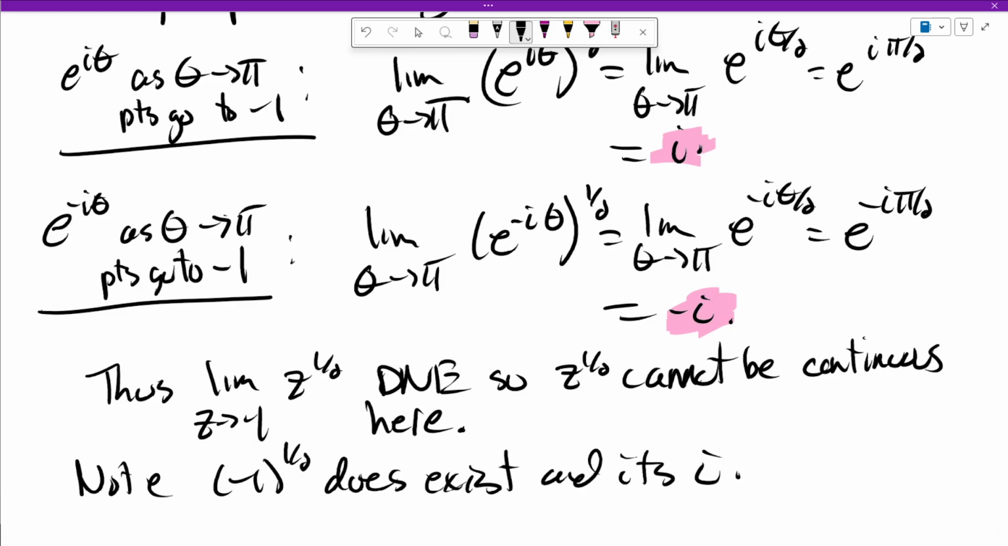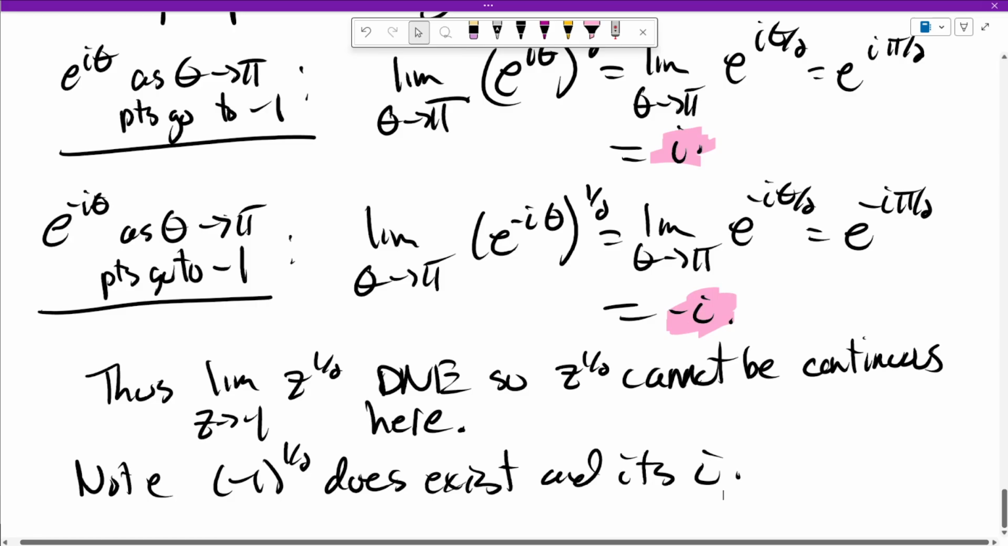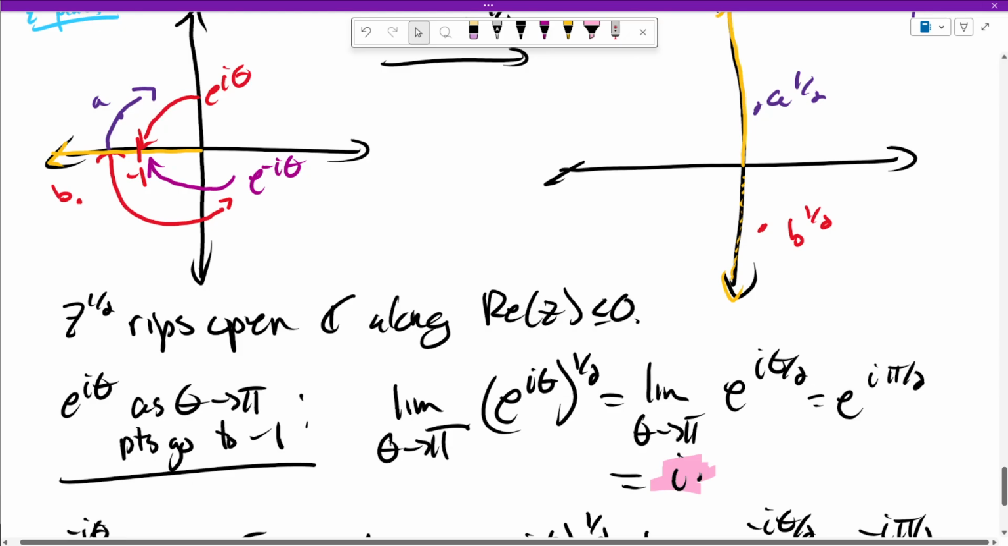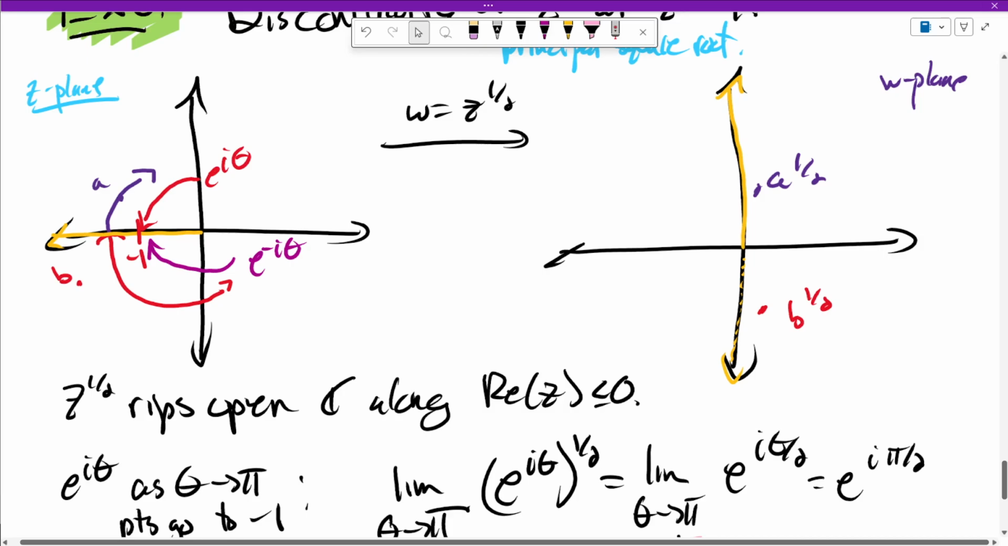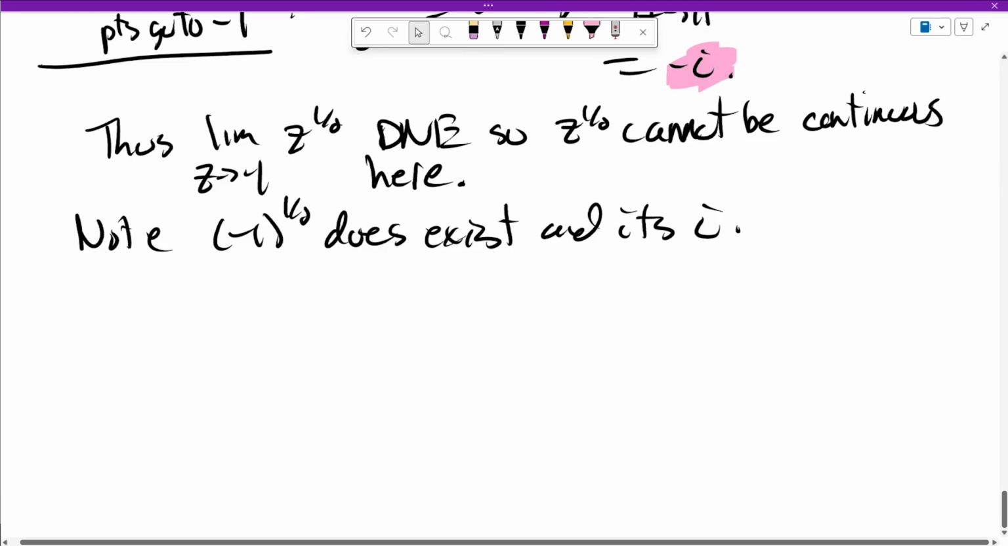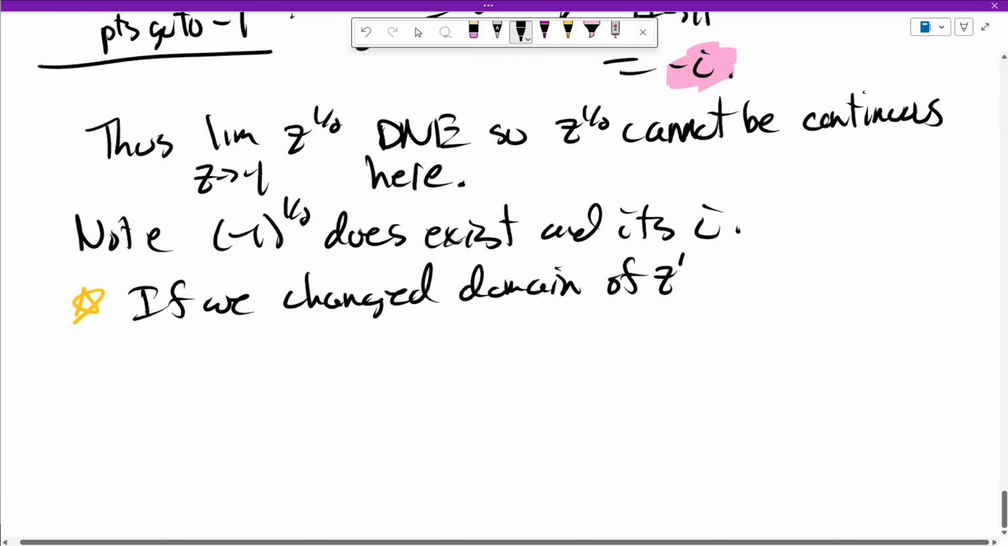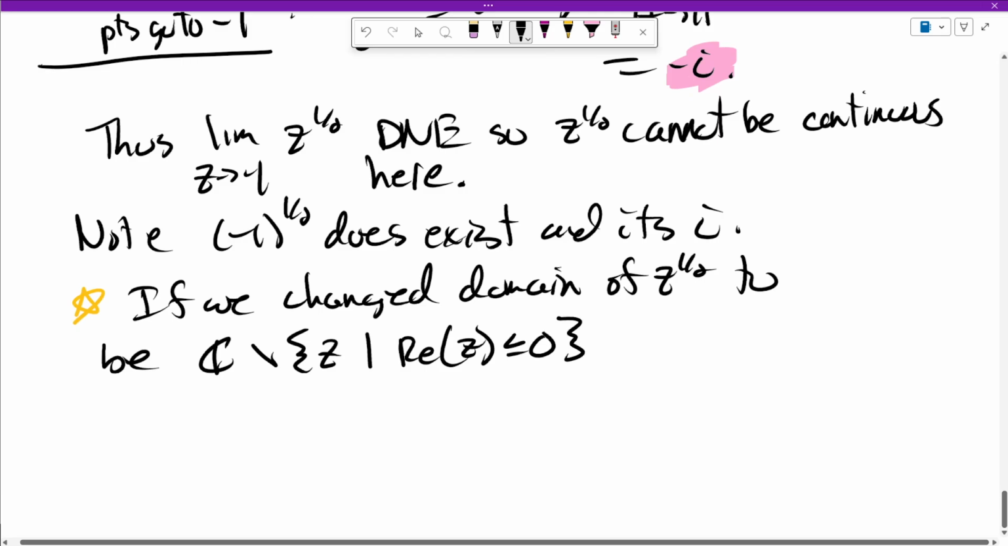Okay. Now you can fix this. How can you fix the failure of this function to be continuous at points? Well, you can do what's called a branch cut, and you can remove that negative real axis. So this is just a note. If we changed the domain of z to the 1/2 to be C minus the non-positive real axis, then z to the 1/2 is continuous on its domain now, because we got rid of the points where we ripped open the complex plane.